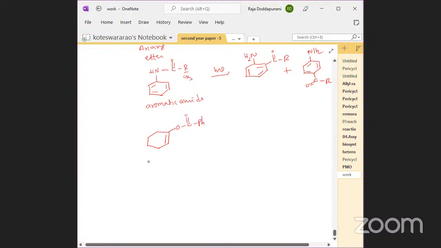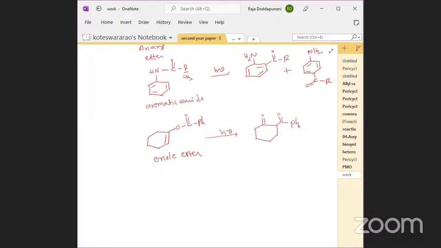These are known as enol esters, also called enolates. Enol esters, on irradiation, lead to the formation of a cyclohexanone derivative, or we can also call it 2-oxo cyclohexanyl phenol, simply methyl ethyl benzophenol, like that. We can also label it like this. This is the second position of cyclohexanol, 2-oxo cyclohexanyl phenol. This is the IUPAC name.